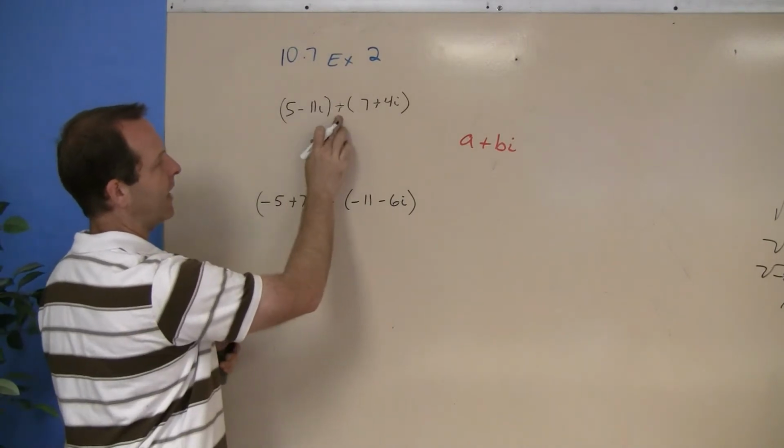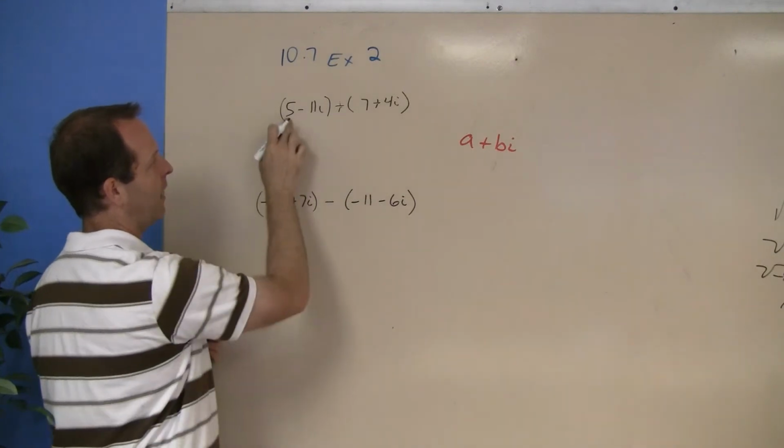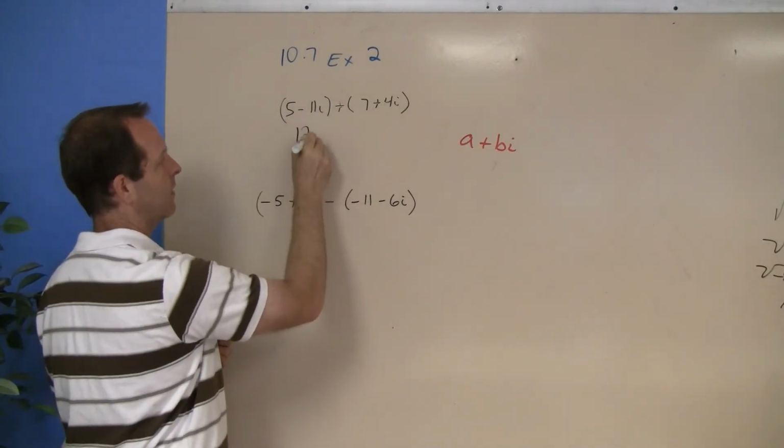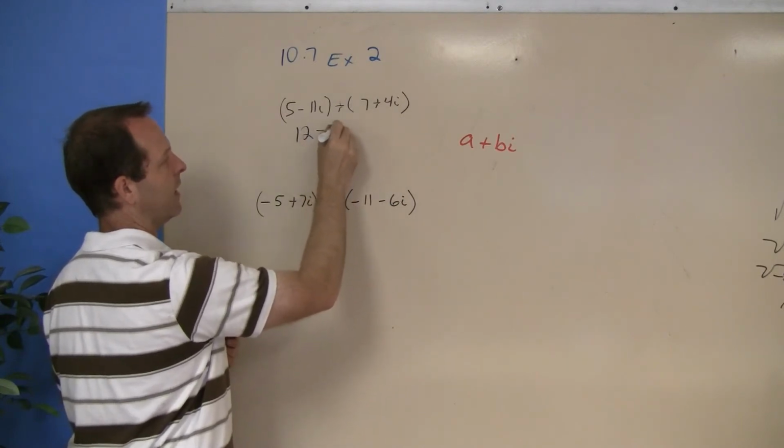Since I'm adding, these parentheses do not interfere in a way that needs to change the sign. So I have 5 plus 7. A negative 11i plus a positive 4i gives me a negative 7i.